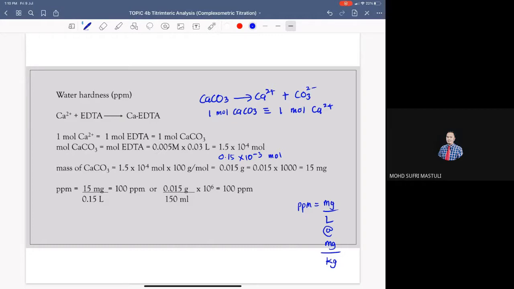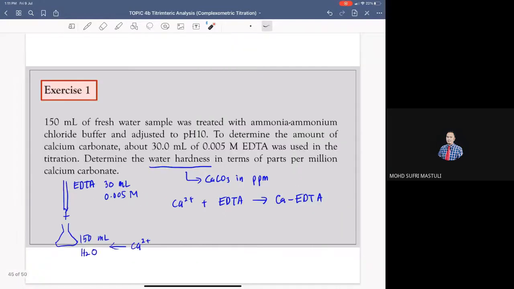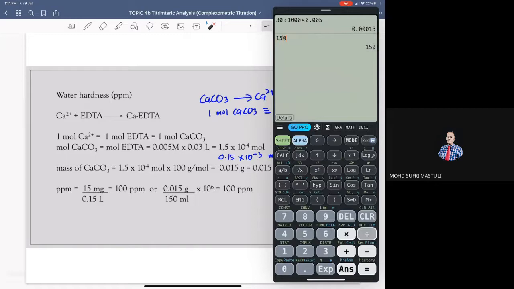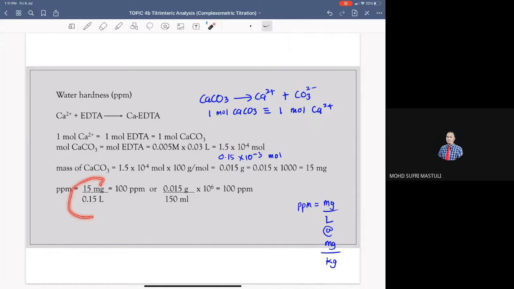So we already obtained the milligram. Now the liter: how many? 150 milliliter, converted into liter, is 0.15. So you can get 100 ppm. Okay. All right.